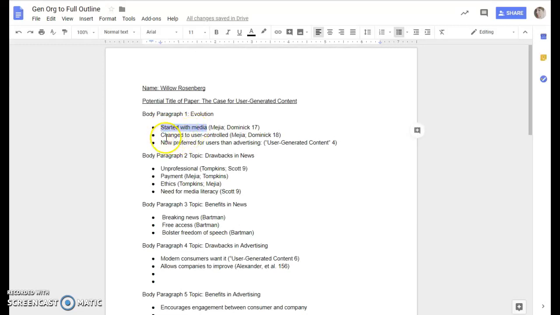When I say change to user controlled, what do I really mean there? How did it change? What were some of those big changes? And then the last one here is now preferred for users than advertising. Well, that again is something that I would need more information on if I was actually writing this paper.